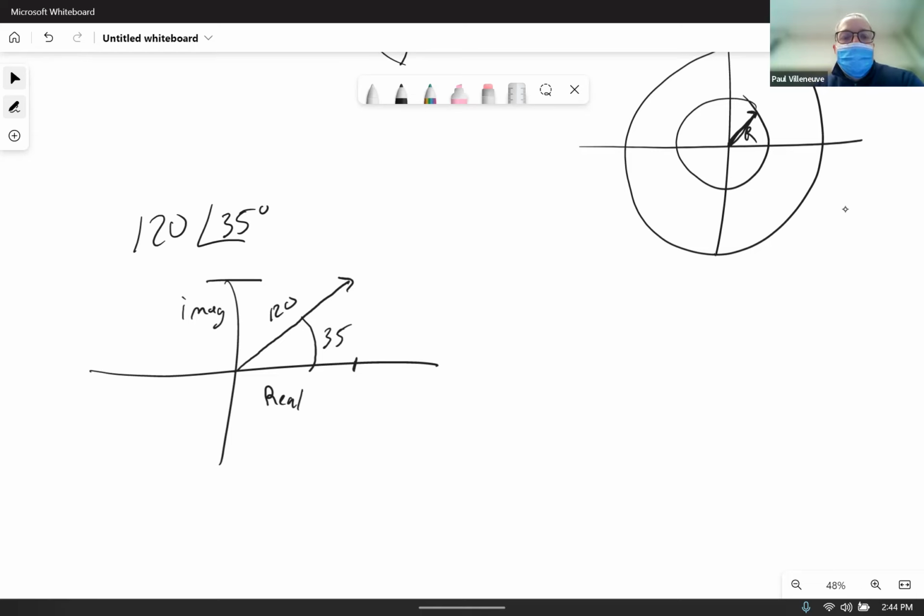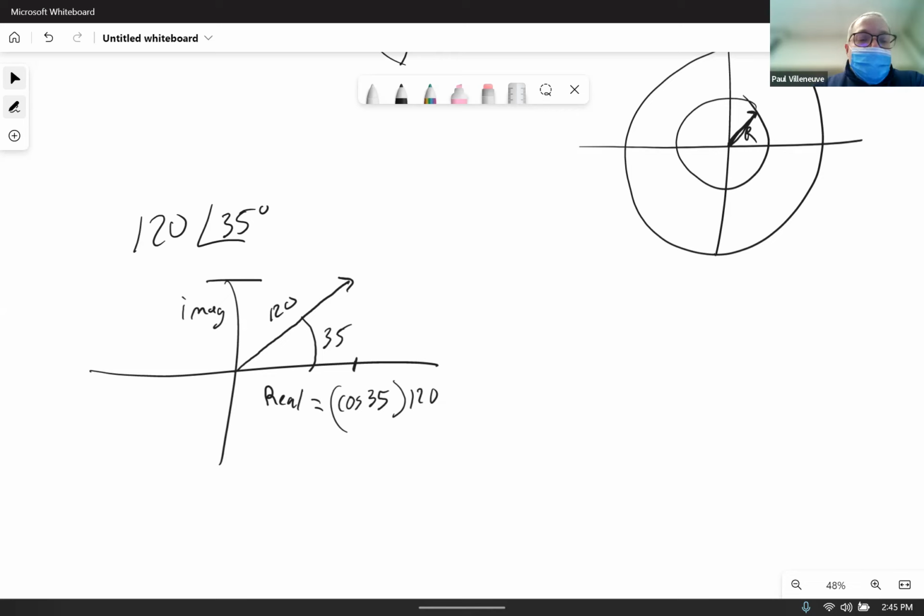Well, the real part is just SOHCAHTOA again, isn't it? I know the hypotenuse, and I know the angle. So to get the real part, the sine is the opposite over the hypotenuse. I don't want that one. The cosine is the adjacent over the hypotenuse. So I want the adjacent over the hypotenuse, right? So the real part can be found by taking the cosine of the angle and multiplying it by the magnitude.